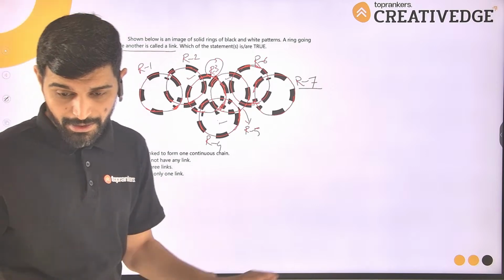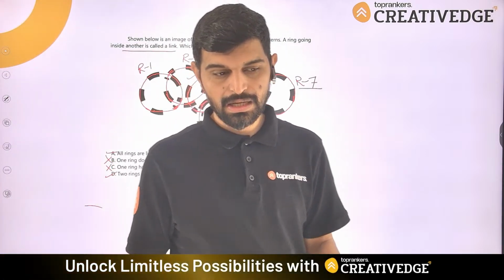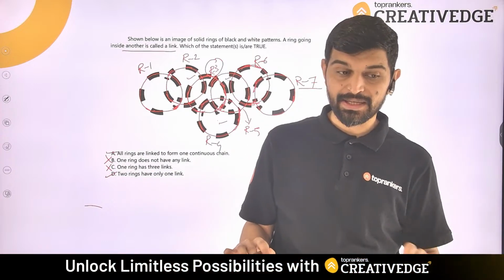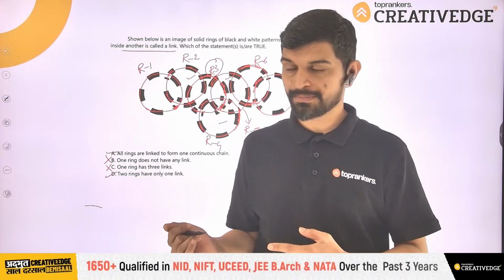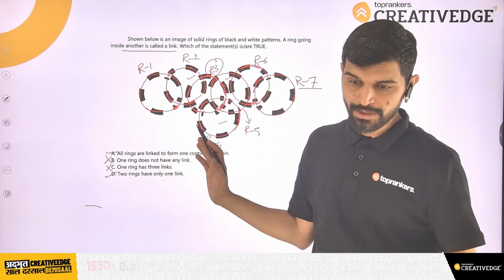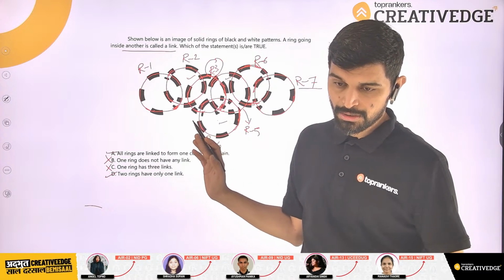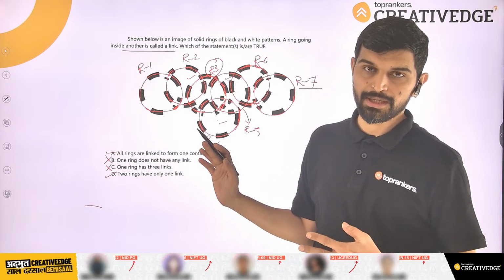C is not correct, guys. C is not correct. Only one ring has 3 links. No, more than one ring have 3 links. आपके सामने देखा मैंने, R3, R4 दोनों पर ही हो रहा है. Fine. So please ensure more than one ring have 3 links.